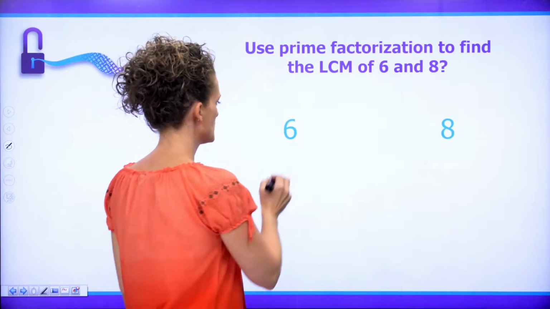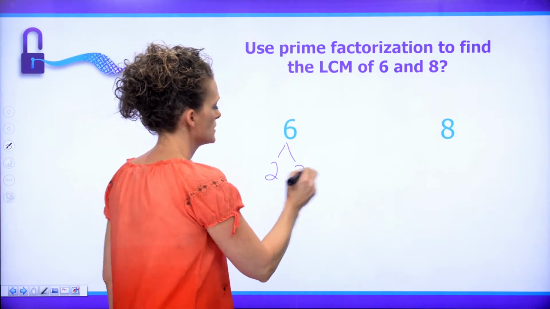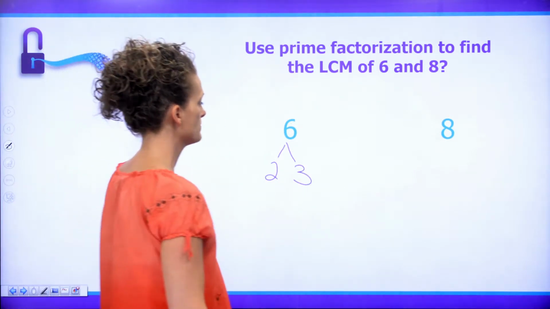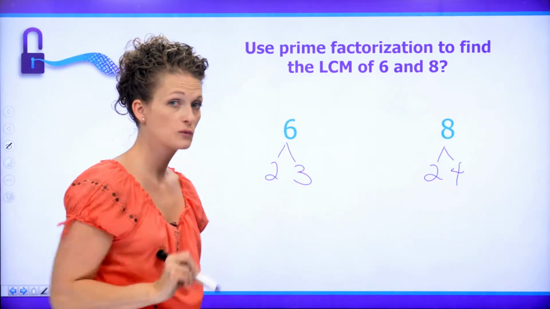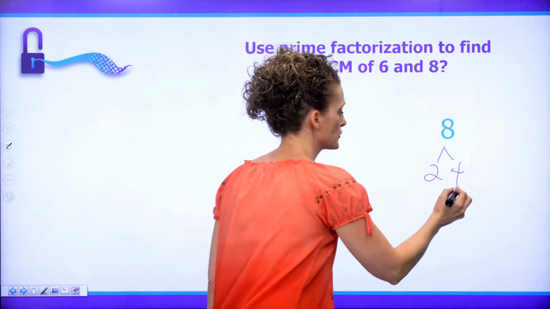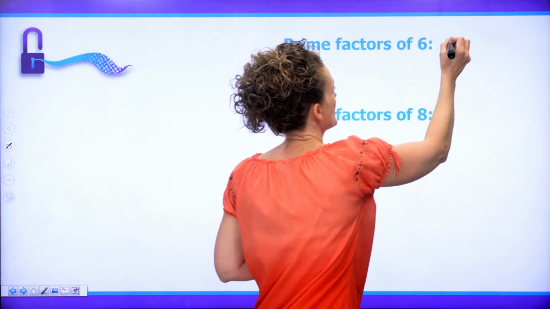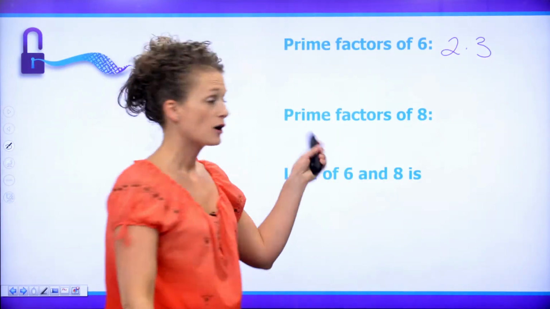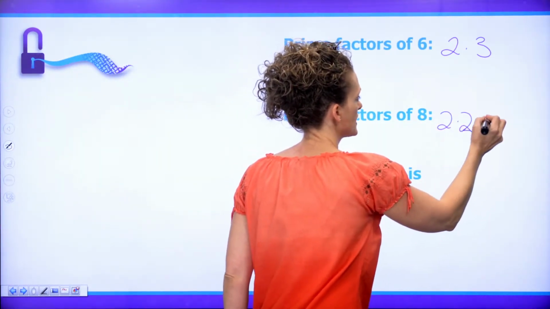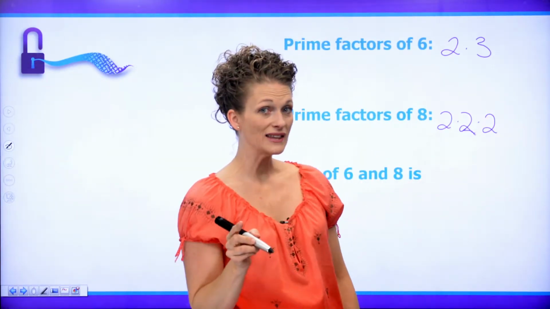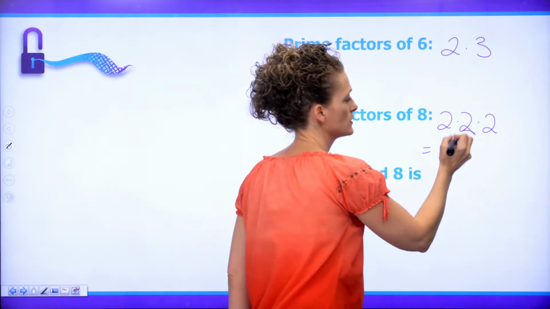So let's find the prime factors of 6. Let's just do a factor tree because it's kind of neat in the way it looks. Okay, so 6 is 2 and 3, and 8 is 2 times 4, and 4 we know is not a prime factor, so we go a little bit further on our tree, and it's 2 times 2. So our prime factors of 6 are 2 and 3. Our prime factors of 8 are 2 times 2 times 2. Another way that we can write this, now that we've looked at exponents, is 2 cubed, because there are 3 2's there.